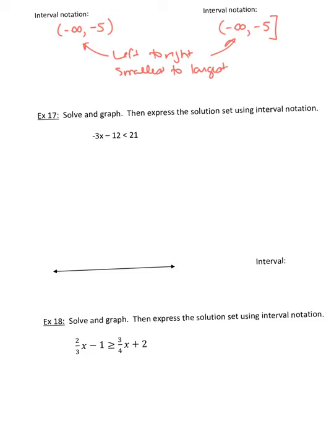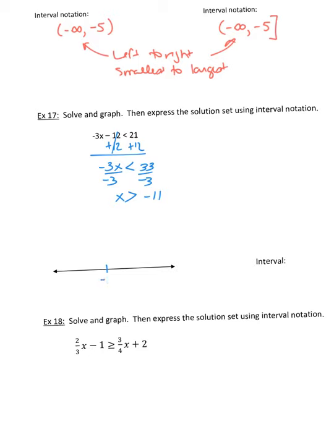So I'm going to solve. I'm going to isolate x, add 12. Negative 3x is less than 33. Divide both sides by negative 3. I'm dividing by a negative, so I have to flip, switch the inequality. X is greater than negative 11.